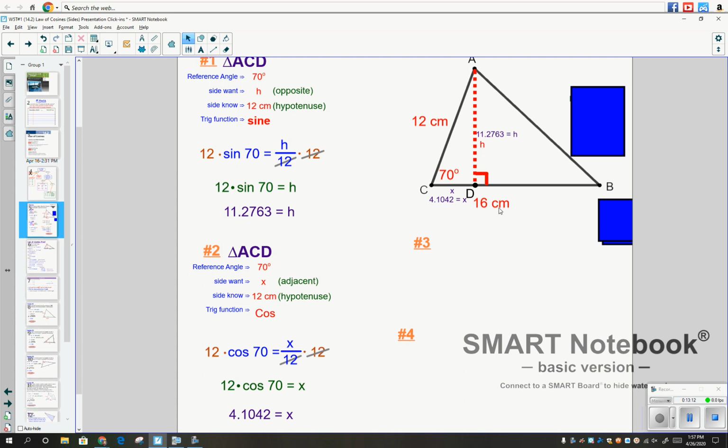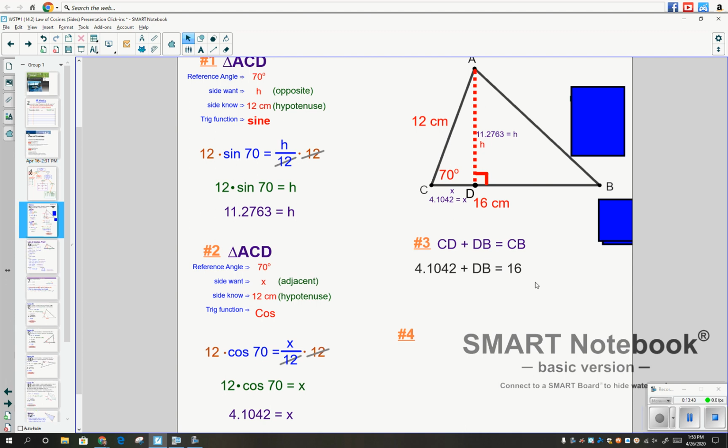But how does that help me? Remember, I want to find AB. I need to know another measure. But notice, BC is what? 16. If we go back to way back at the beginning of the year, we talked about the segment addition postulate, which said the measure of CD plus the measure of DB would equal the measure of BC, or CB. Well, I now know CD is 4.1042. I know that BC was 16.